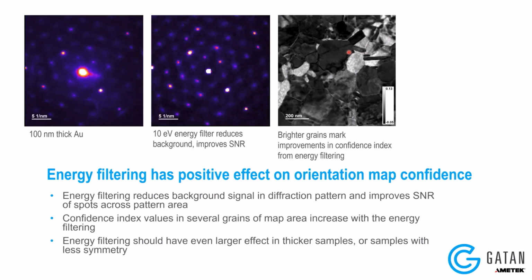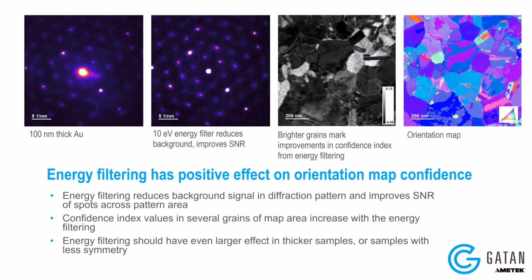So if you have a system that has an energy filter like the GIF Continuum, and you have a camera like the K3 or the Stela or the Continuum camera, a scintillator-based camera at the end of the GIF, you can get a really nice improvement in your results with the energy filtering there. And here's just what the orientation map looked like of that sample there.